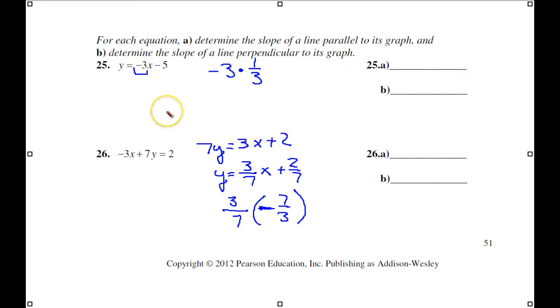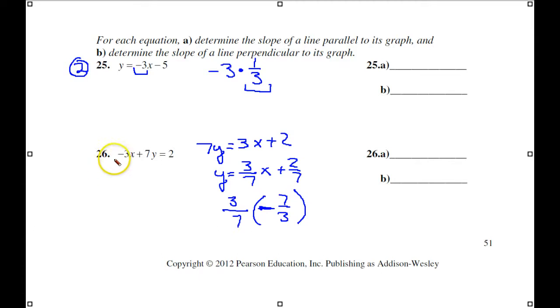So as we look at example 25, they want to find the slope of a line parallel to it. So you would put it in slope-intercept form, which is what this one is. So our slope that would be parallel would be a negative 3. And the one that would be perpendicular would be its negative reciprocal, or opposite reciprocal, which is a positive 1/3. So this is the answer for A. This is the answer for B.